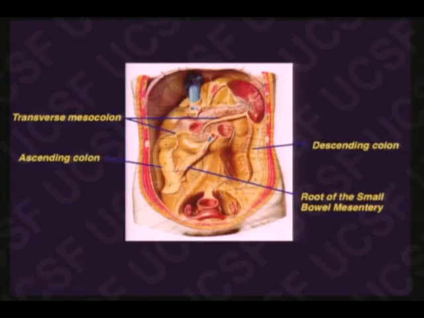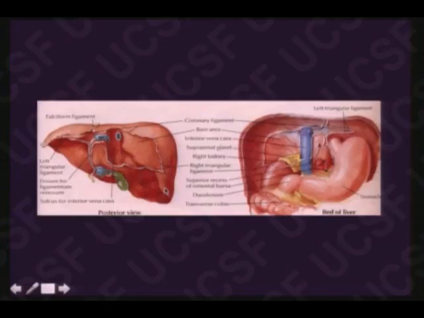Now, if we look at the back of the liver, I just want to point out to you, obviously they had to cut the coronary and triangular ligaments to remove the liver, among other things. But I want to point out that the liver is suspended from the dorsal body wall. It is not suspended from the cupola of the hemidiaphragm.